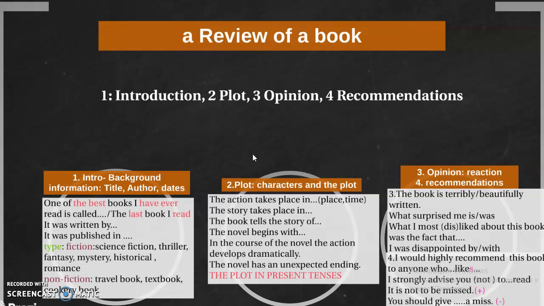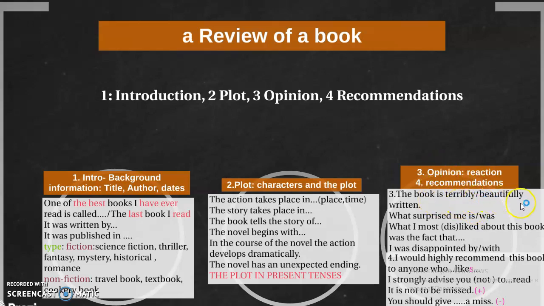One of the best books I have ever read is called. The last book I read was published in. Then the genres: fantasy, mystery, historical, romance, science fiction, travel book, etc. Then in the second place you have to give some information and description about the characters and the main idea behind the book, like the action takes place, the story takes place, the book tells the story of, etc. And then you should give your opinion, your reaction to the book, and the recommendations.